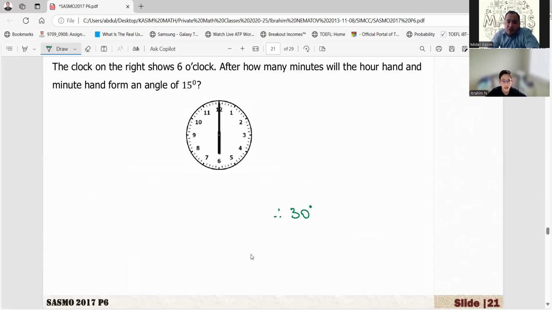But if I change the question a little bit, it will be more challenging. This one is sixth grade, that's why it's a bit easy. If I ask, for example, after how many minutes the angle will be 17 degrees, or 16 degrees, not 15, it will be a harder question because the answer will be a fraction. You will see such questions maybe in seventh or eighth grade papers. We will see later.